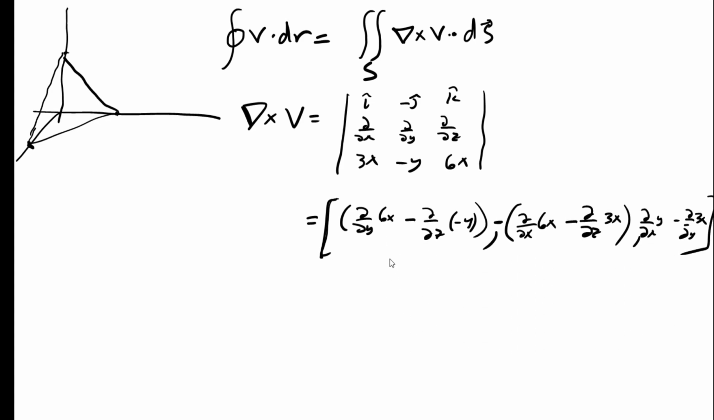Okay, so we have a lot of things that cancel out to 0. That's 0, that's 0, that's 0, that's 0, that's 0. So what we're left with is 0, 0, 6. That's what the curl is.